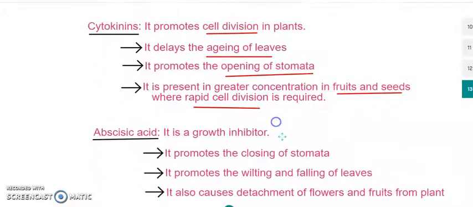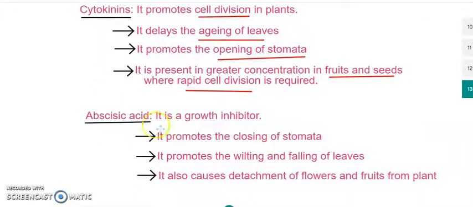The next and the last hormone that we're going to look into is abscisic acid. This is the only hormone which makes the plant stop growing; it is a growth inhibitor. It helps in closing the stomata. It helps in wilting, which means drying up of the leaf and falling off of the leaf.